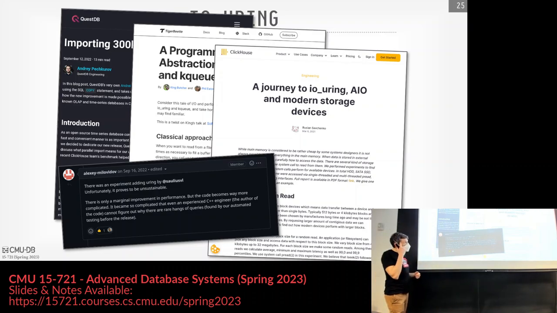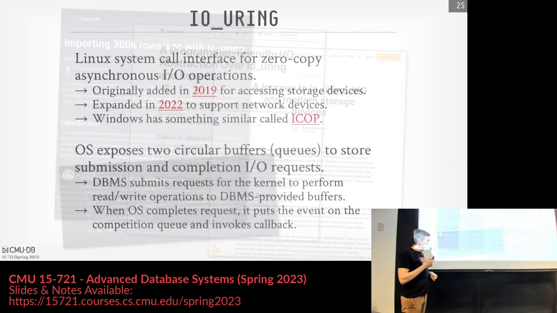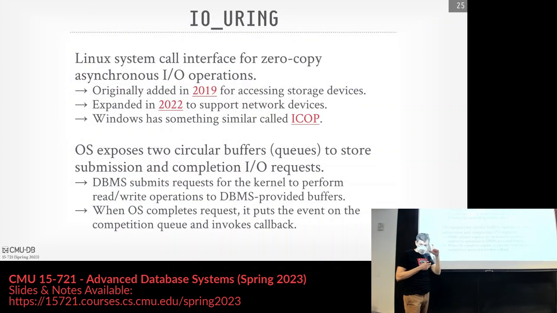Anyway, for networking, other than Tiger Beetle, I don't think anybody else is doing this. But I think this is where things are going. This is going to be one of the big enhancements people add to the server. And certainly, if you're building a system from scratch today, you should think about it. It's not true kernel bypass because you're still using the kernel, but you're trying to get zero-copy asynchronous IO, which is essentially what you really want.